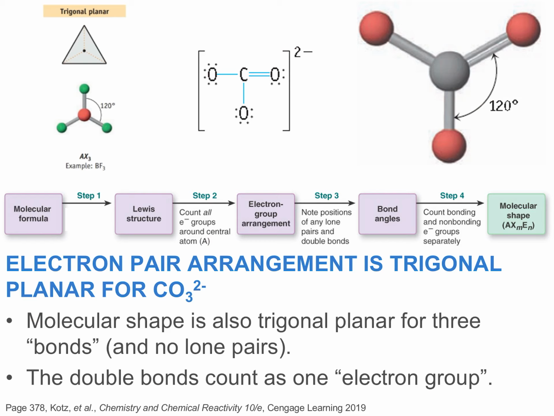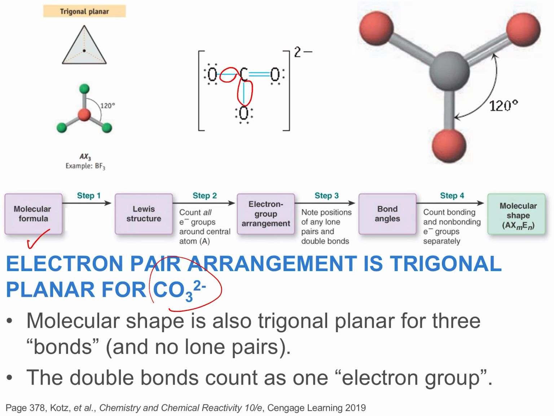Here's another example. This is carbonate. If you go back and look at resonance structures, you should know that this is only one of them, but we can still use this one structure for our example. So the molecular formula is CO3 2-. Let's draw the Lewis structure. The Lewis structure is over here. Let's count all of the electron groups.